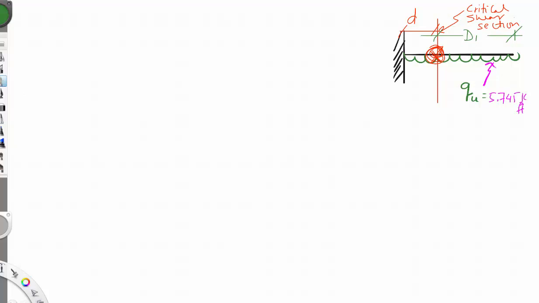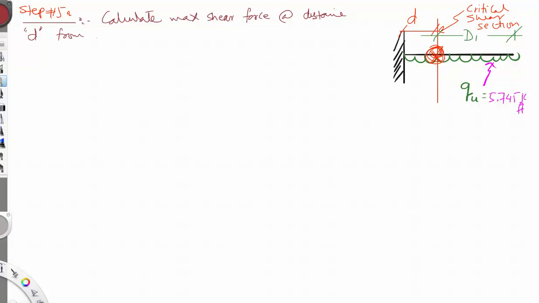So now to step number 5. Step number 5 says: calculate the maximum shear force at distance D from the face of the wall.